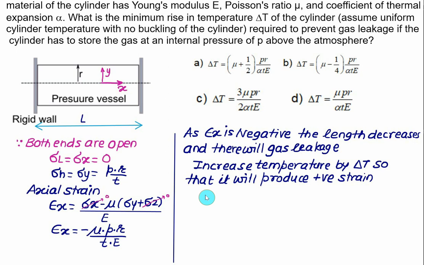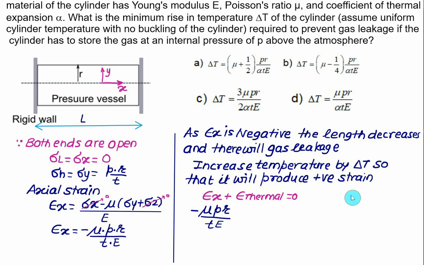In that case we have epsilon x plus epsilon thermal. If this total value is equal to 0, then there is no leakage, and the thermal strain is given as alpha multiplied by delta T. So we have epsilon x given as minus mu into pressure P multiplied by radius r divided by T, divided by Young modulus E.